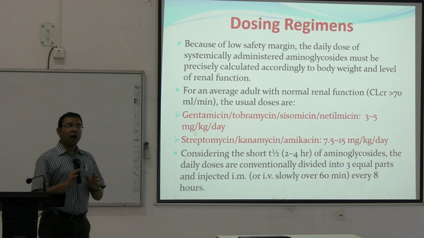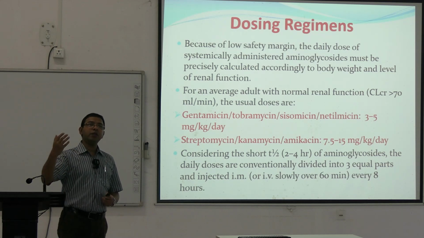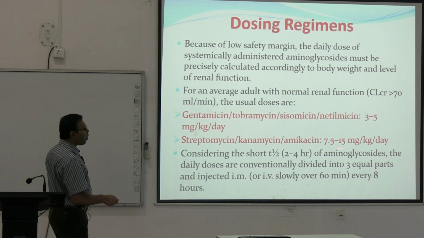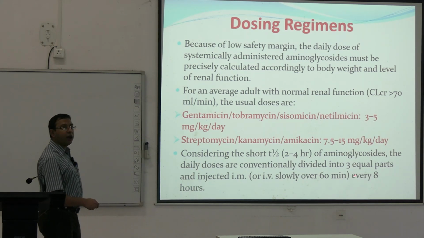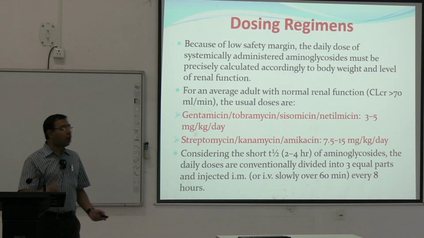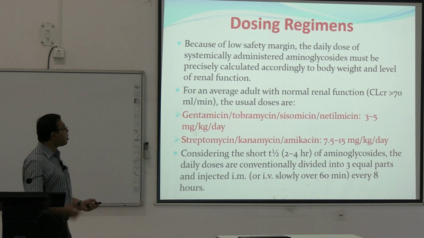So this is a basic dictum, but after that we have to increase the dose if it is not controlled. Considering the short half-life of 2 to 4 hours of aminoglycosides, the daily doses were conventionally divided into 3 equal parts and injected either intramuscularly or intravenously slowly over 60 minutes every 8 hours. Previously it was used.